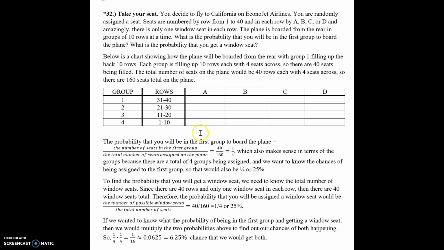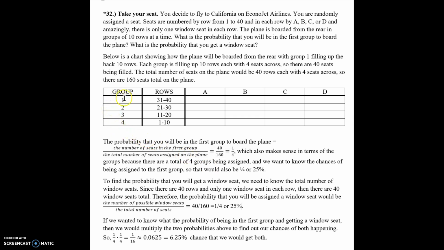So the total number of seats on the plane would be 40 rows at 4 seats across, so we have 160 seats on the plane. To figure out the probability that you will be in the first group to board the plane, you can look at that two different ways. You can look at how many seats there are in the first group, which is 10 rows with 4 seats each, which gives us 40 seats. And then the total number of seats on the plane is 160, which would give us a 1 out of 4 chance that we'll be in the first group.